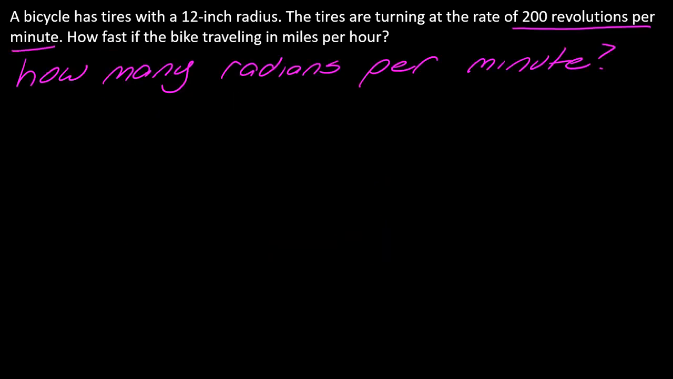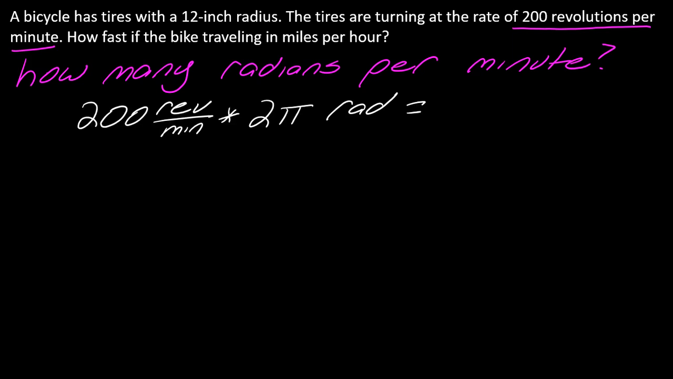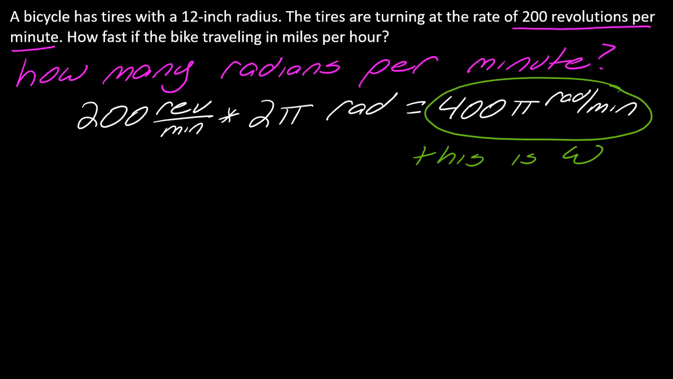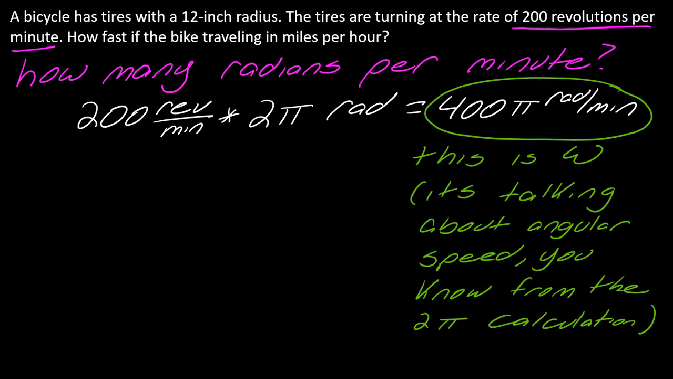So the first thing that I want to do is I want to look at this revolutions per minute. So we talked about this at the beginning of the video, right? How many radians per minute is this? Well, I could multiply these together, right? 200 revolutions a minute times 2 pi radians. That's going to give me 400 pi radians a minute. And so, like I said at the beginning of the video when I gave you those hints, this is our omega. We can just now interpret that. So now we know that we've got omega.